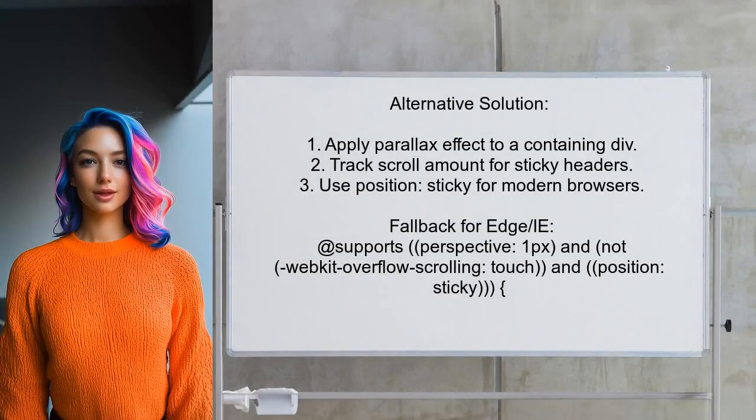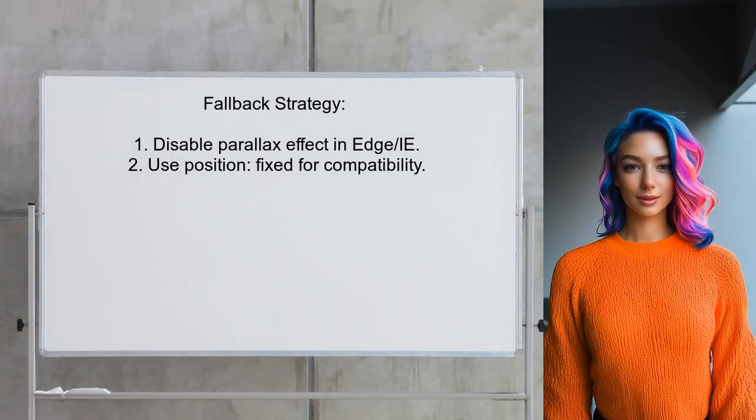This user found that the parallax effect doesn't work well when applied directly to the HTML tag. Instead, they suggest applying the effect to a containing div. This allows for better control over sticky elements as you can track the scroll amount on that div. They also mention that since sticky positioning doesn't work in Edge or Internet Explorer, a fallback is necessary. In those cases, you can disable the parallax effect and revert to using position fixed for better compatibility.